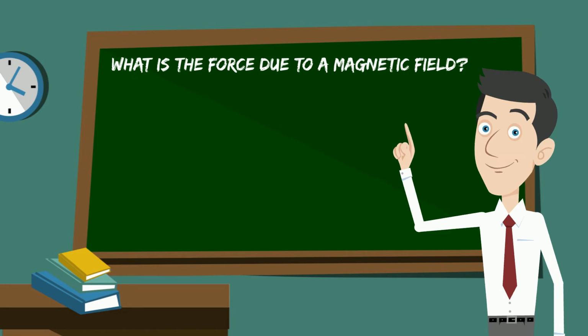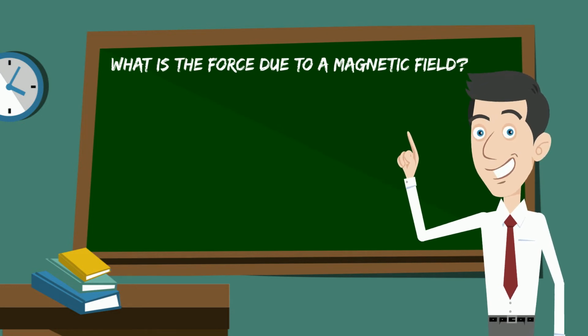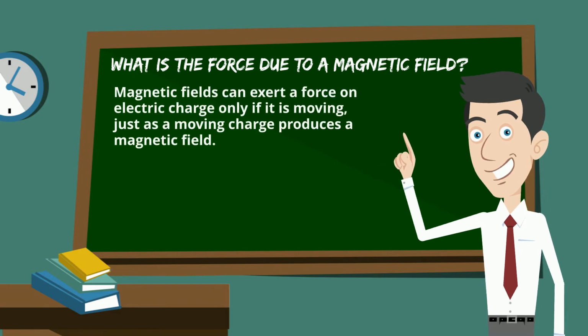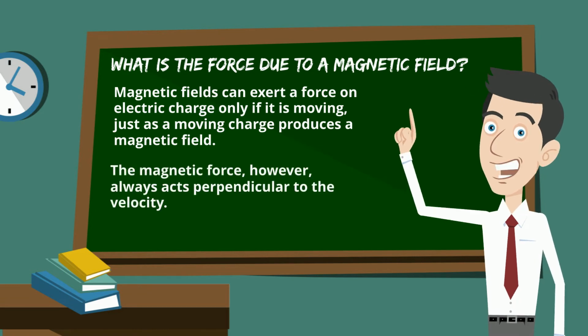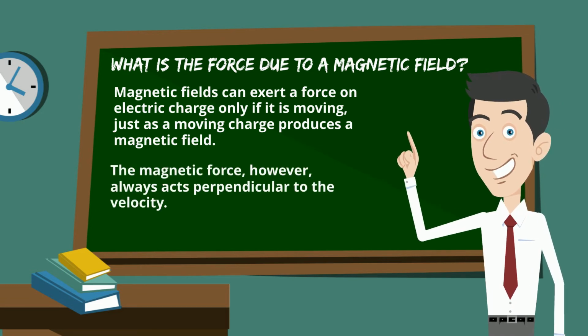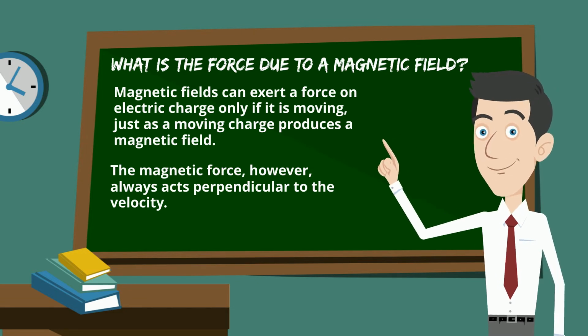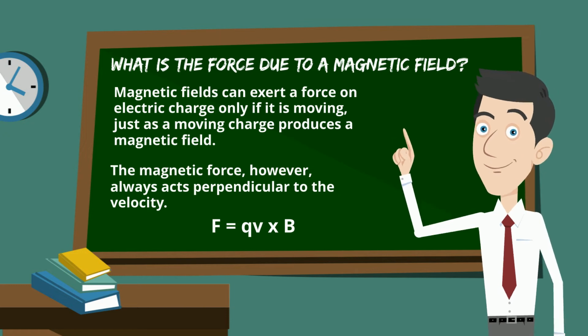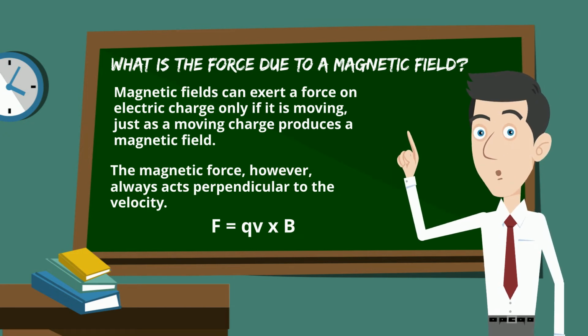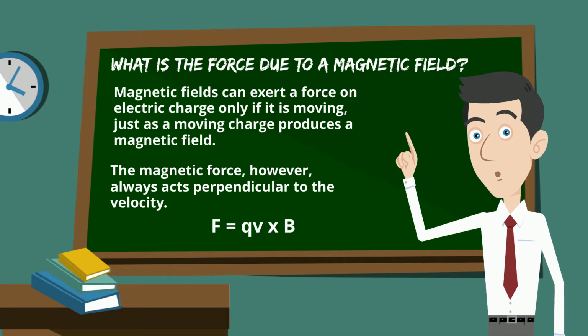Next, we need to understand what is the force that is associated with the magnetic field. As discussed, magnetic fields can exert a force only if the charge is moving. Also, the magnetic force always acts perpendicular to the velocity of the charge. Mathematically, it's represented by F equals Q V cross B, where F is the force, Q is the charge, V is the velocity, and B is the magnetic field.